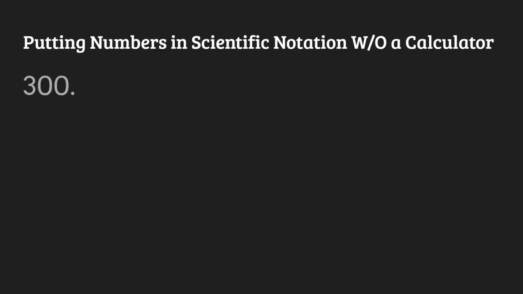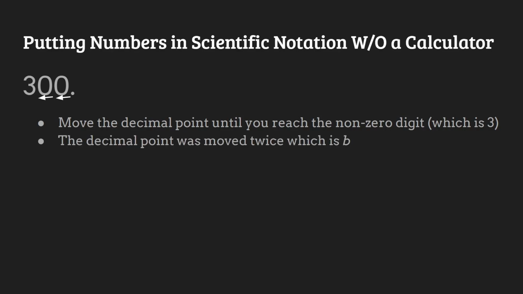So just some examples. We're going to start off with 300. We're going to move the decimal point until we reach 3, since that is our non-zero digit. So we moved it twice. That's going to be B. This is going to come out as 3.00 times 10 squared.